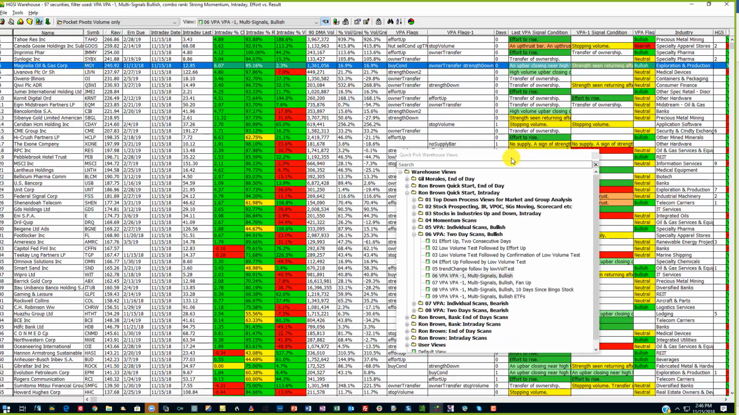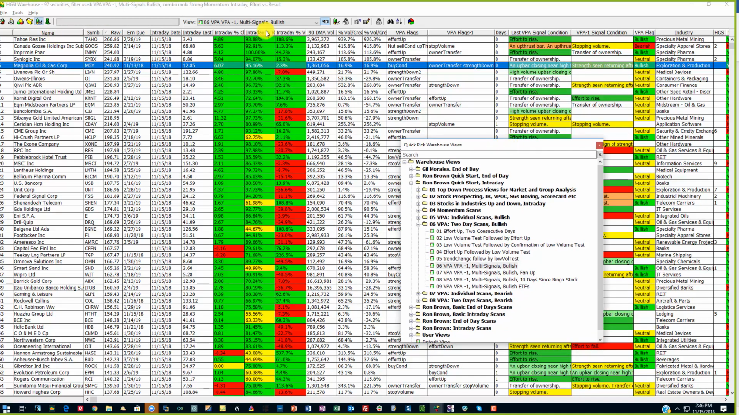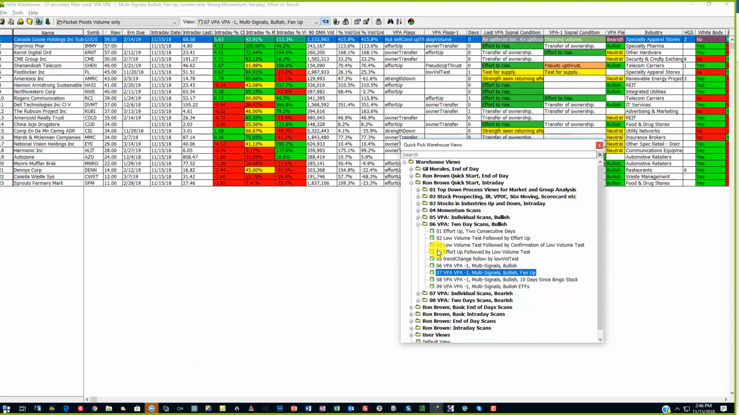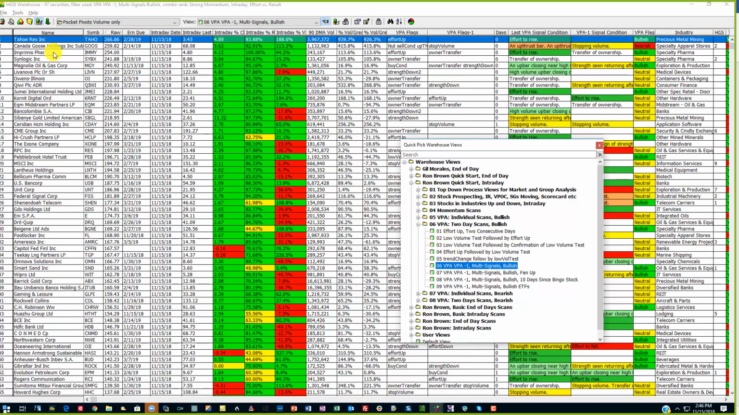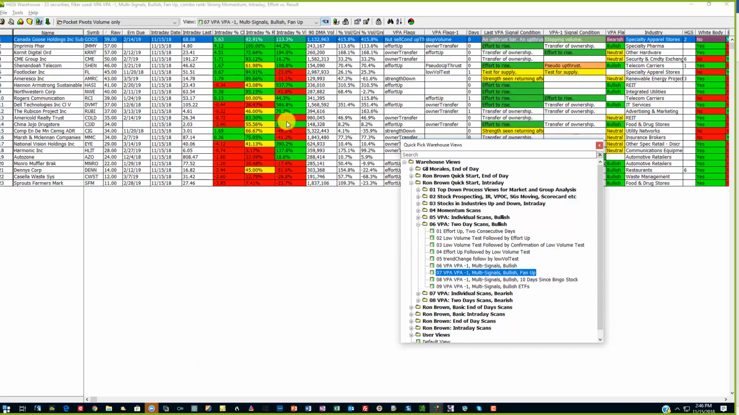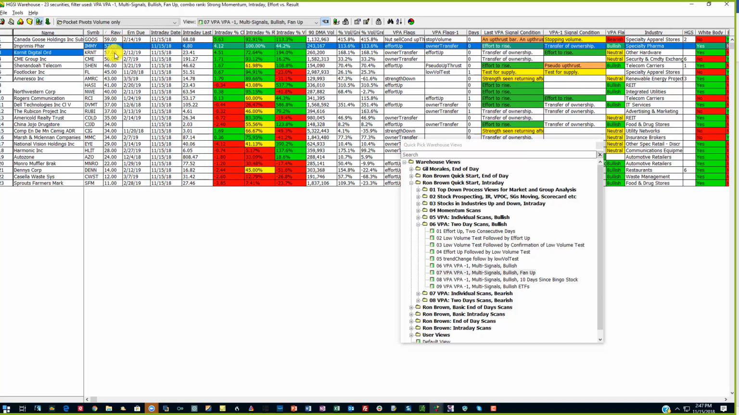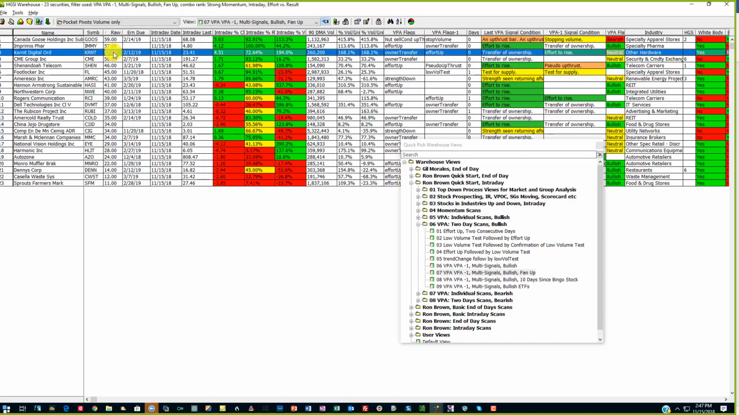Okay, let's eliminate some of these stocks. I do that by looking for multi-signals with a fan up. So what did I go from? I went from 97 pocket pivots, volume only, cut it down to 23. Here's Goose on the top again. Here's that pharmacy. Here's KRNT, which has been moving up.